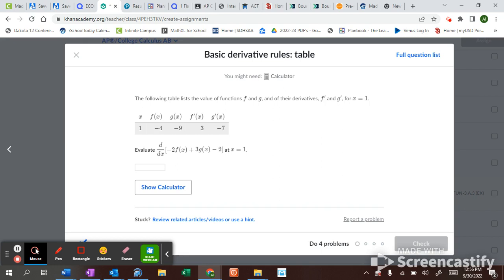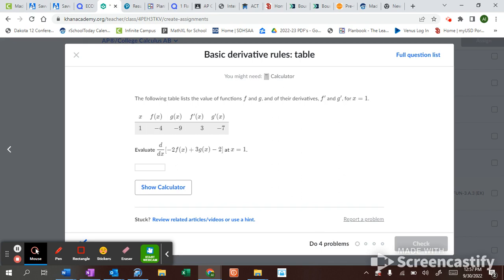So this is a point, and this is a point. The slope at 1, negative 4 is 3. The slope at 1, negative 9 is negative 7. Okay? You got that? Okay. So if you go 2 times f of x, the derivative of 2 f of x, 3 g of x minus 2, okay?